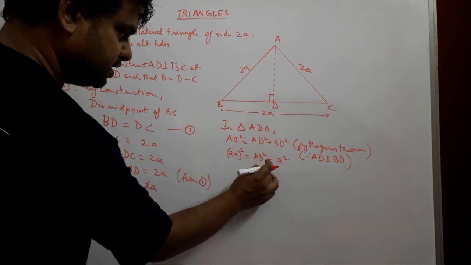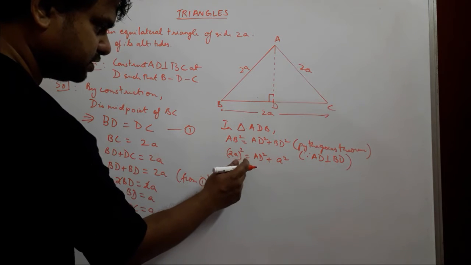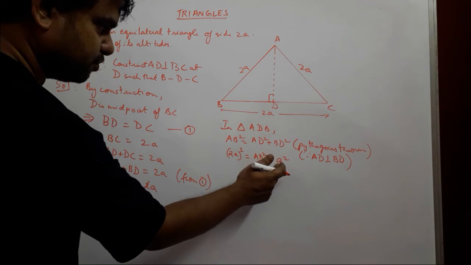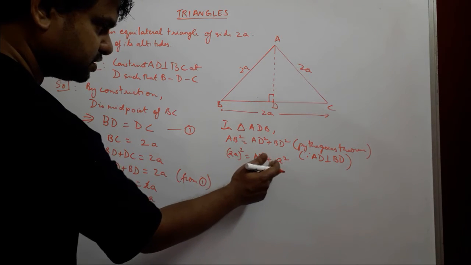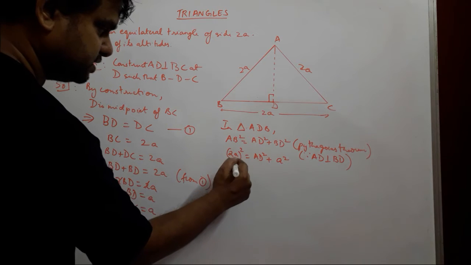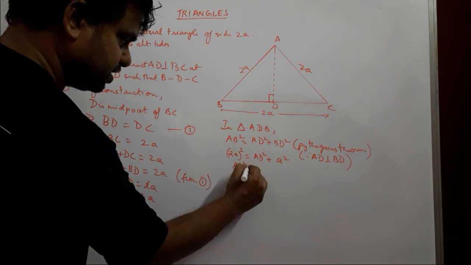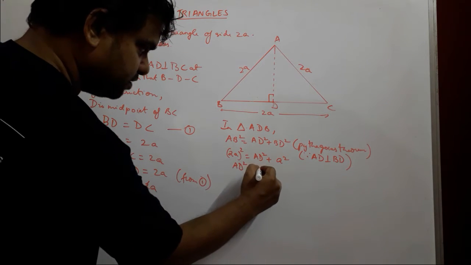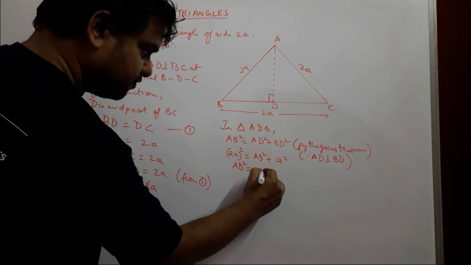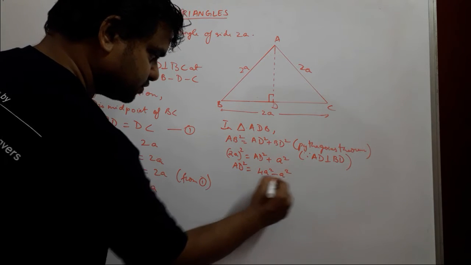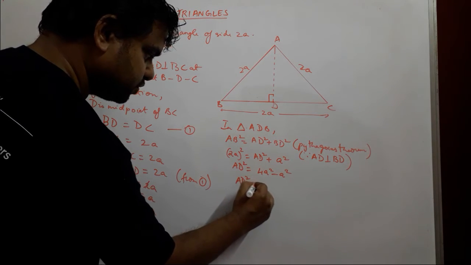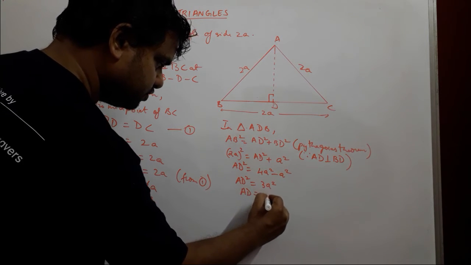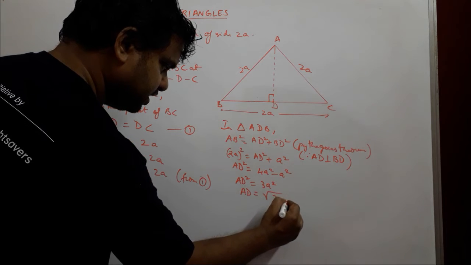We keep AD square this side, and we take A square on the left hand side, which will make it negative. From positive it will go to negative because of the change in the sides. So AD square, I am just bringing the unknown quantity on the left hand side. 2A whole square will become 4A square minus A square. So that leaves us with AD square equal to 3A square. So AD will be equal to root 3A.